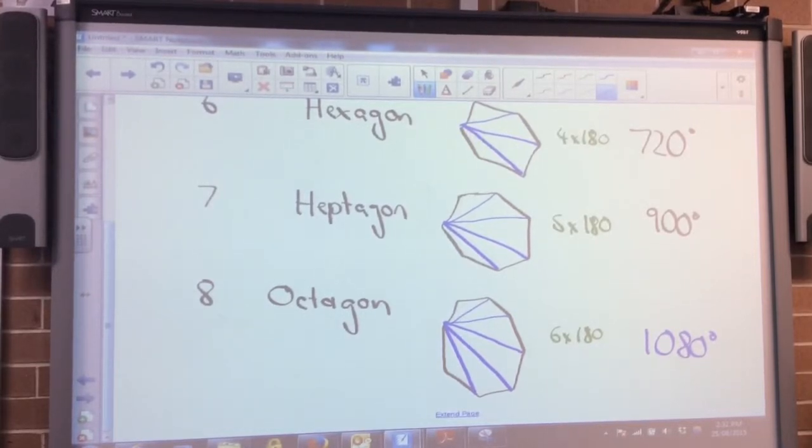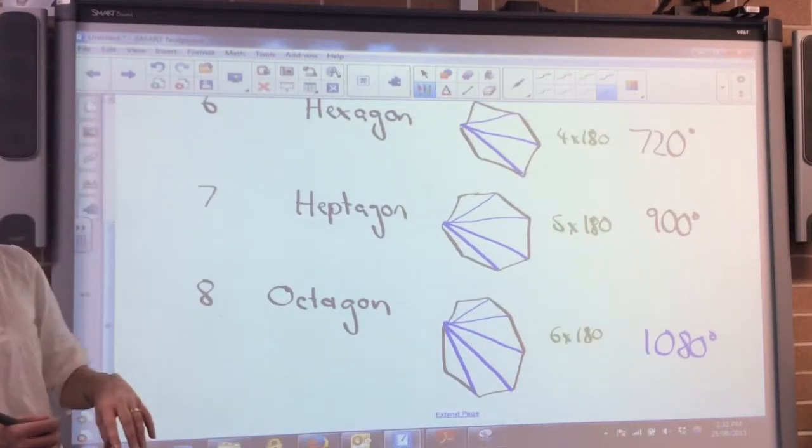We could do 9, which is a nonagon. We could do 10. Okay, so 9 is a nonagon, 10 is a decagon, 11 is an undecagon, 12 is a dodecagon, and we're going to stop there. We do not need to draw them because by now, hopefully, we're seeing a pattern.